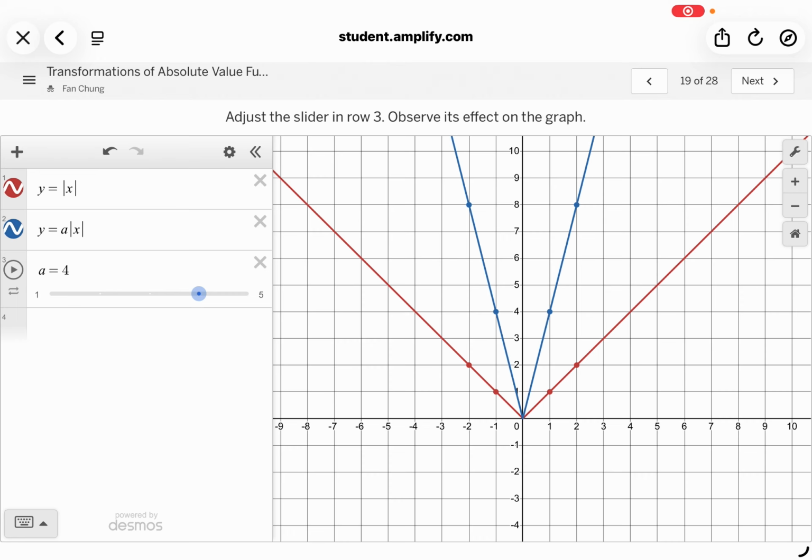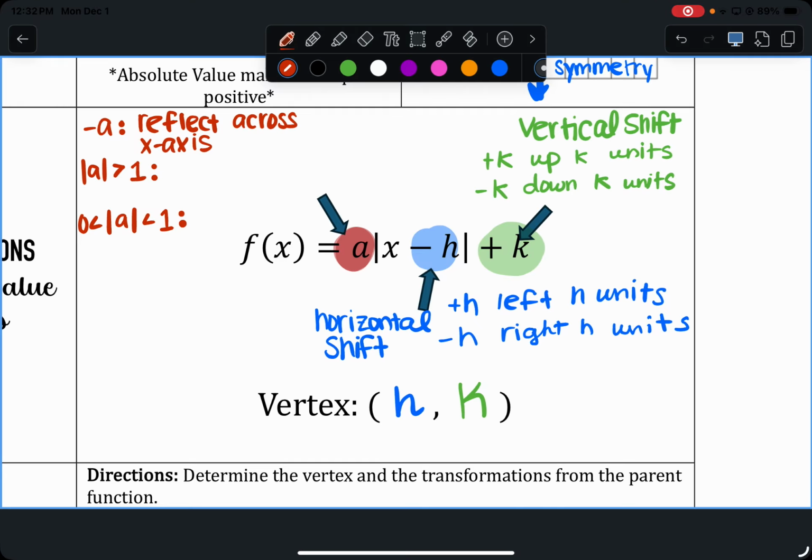That's kind of what's happening to this graph. It takes it and it goes whoop and stretches it out. So when A is bigger than 1, we have a vertical stretch, right? That is a vertical stretch.